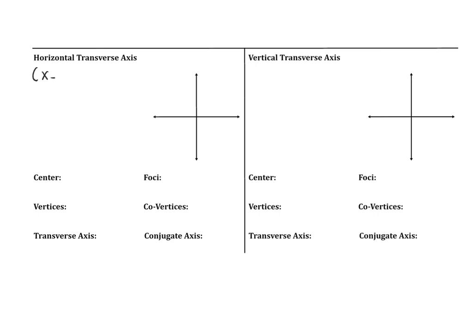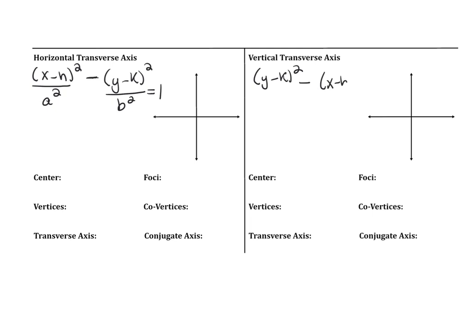So the first one, (x minus h) squared minus (y minus k) squared. So having that subtraction is new. Our other ones were all addition. And then over a squared, over b squared, equals 1. And then the vertical one, (y minus k) squared minus (x minus h) squared, over a squared, over b squared, equals 1.